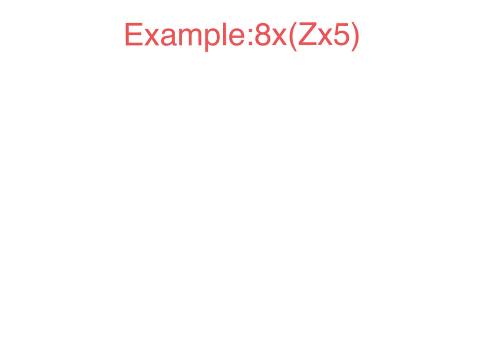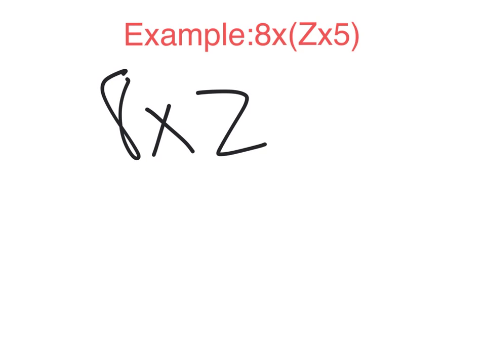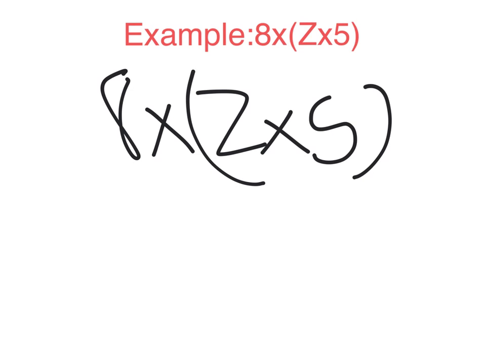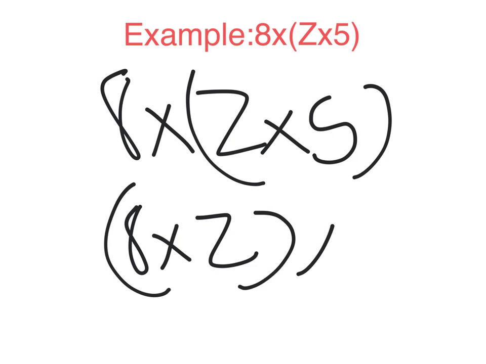This is an incorrect way of using the associative property. If you look at the problem 8 times, in parentheses, z times 5, you can't multiply that because you don't know what z is. But if you move the parentheses over to 8 times z, in parentheses, times 5, then you still don't know how to solve it because you don't know what z is.